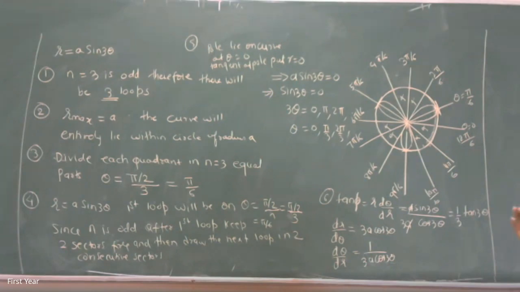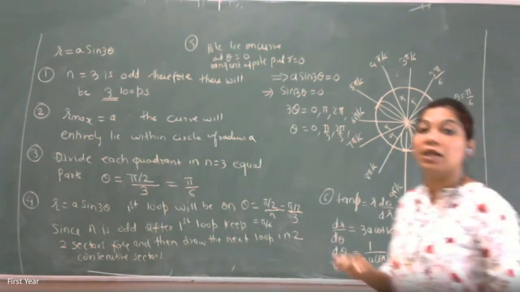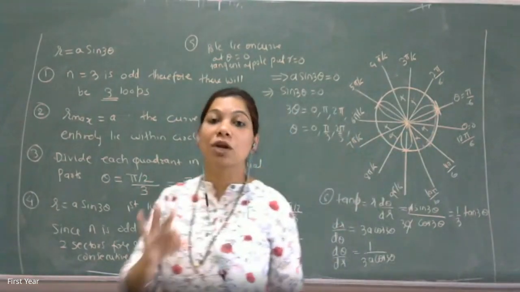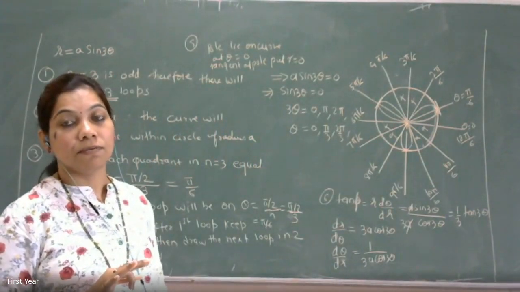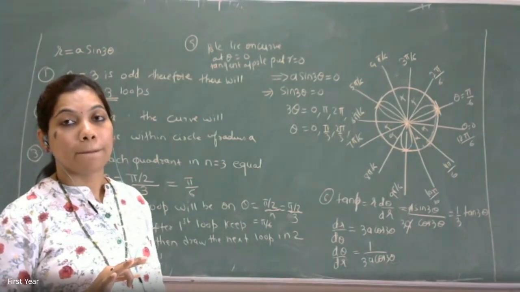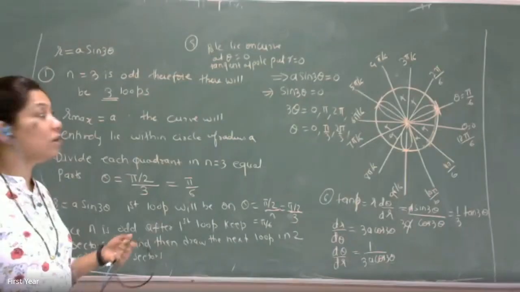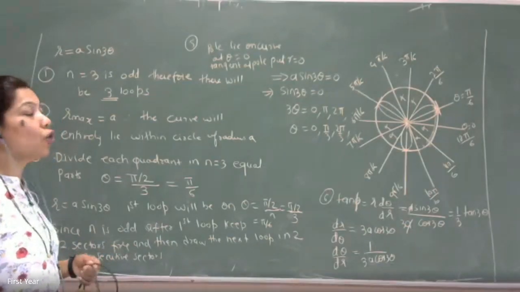Just now, whatever I told you, when theta is in this range, 3 theta is negative. It is going in the opposite direction. When theta is in this range, 3 theta is positive. So it is drawn in the same sections. Do you understand the meaning of that? There are 6 loops actually, but they are overlapping. That's why what you can see is only 3 loops. Is that clear, everyone? Yes, ma'am. Okay, fine. So that's your rose curve when n is odd.